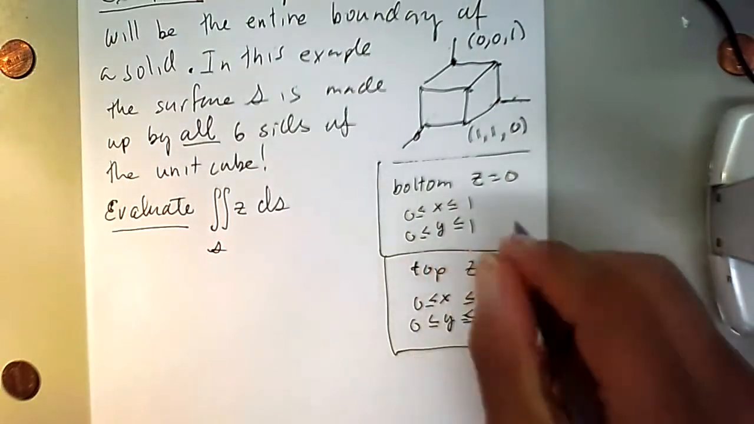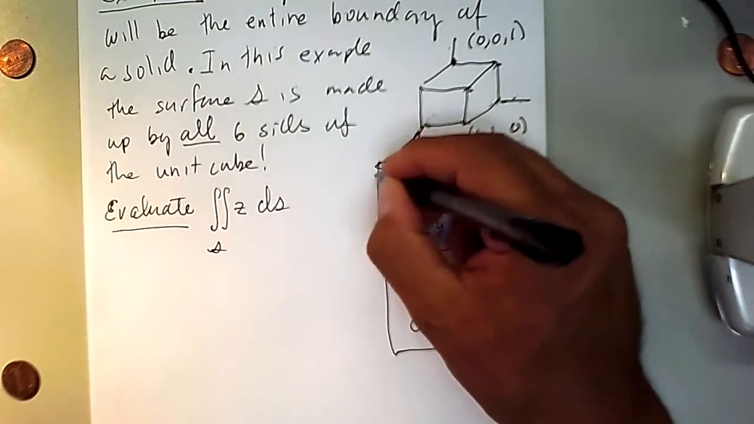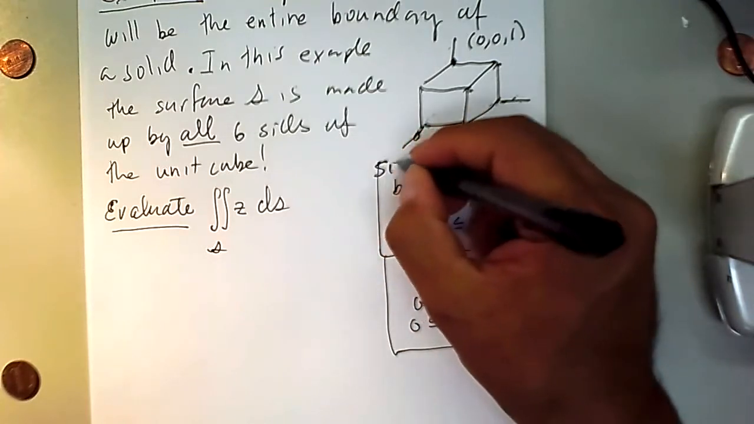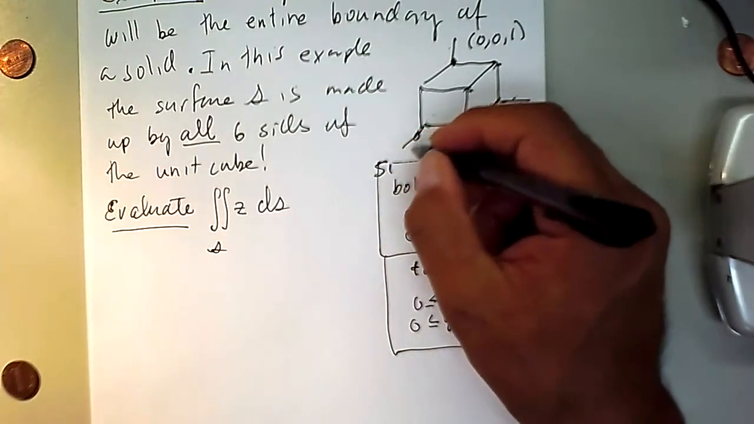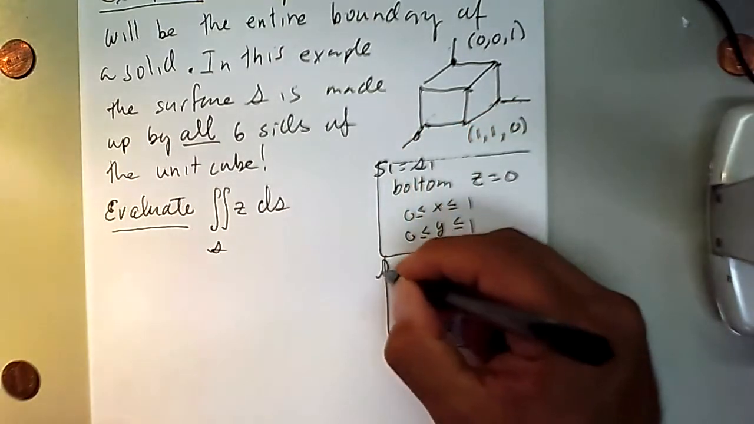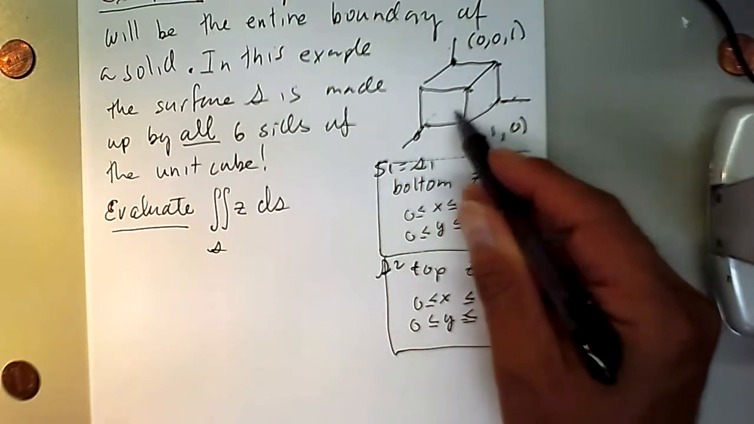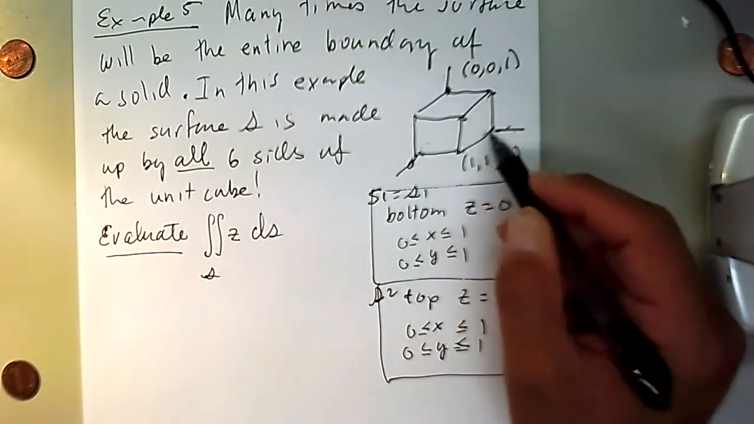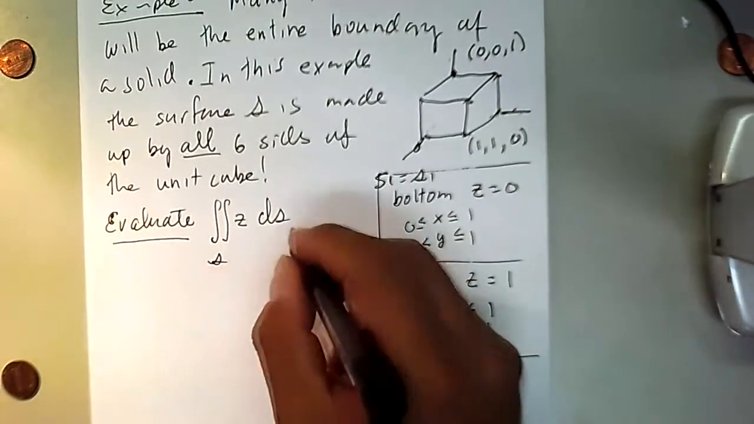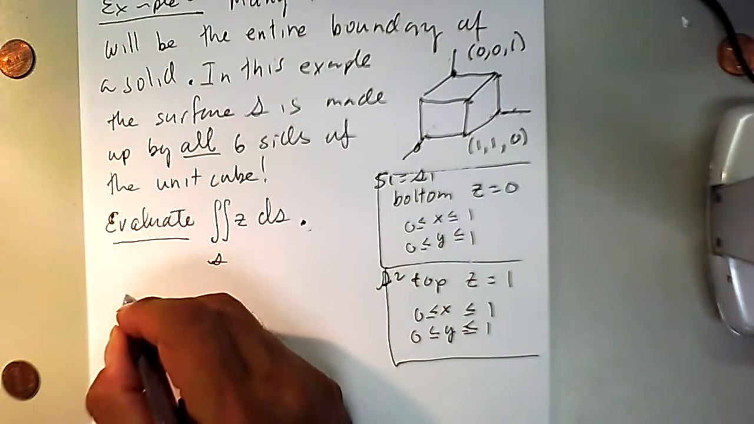Let's call the bottom S1. So S1, that's an S. That's why my S is sometimes off. There we go, that's better. S2 is going to be the top. And then we're going to label the other ones as we go. Okay, so put a period. So we have a new integral.